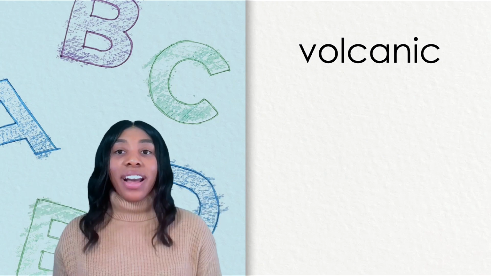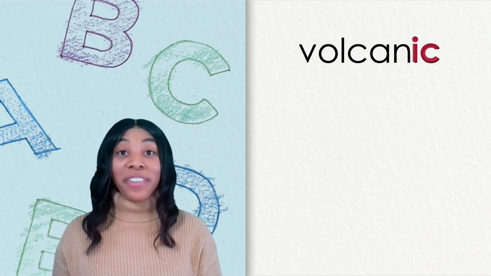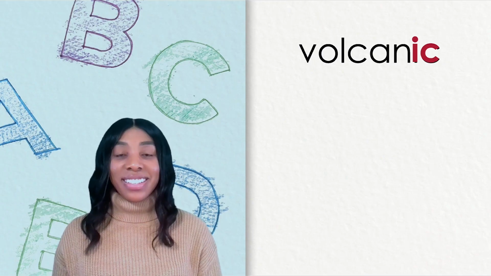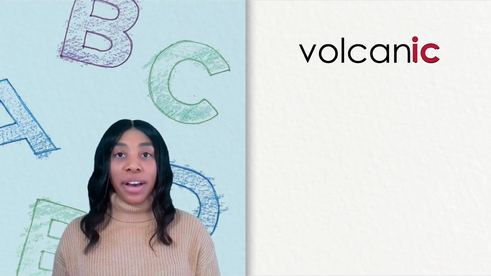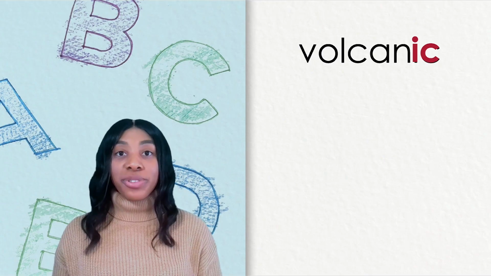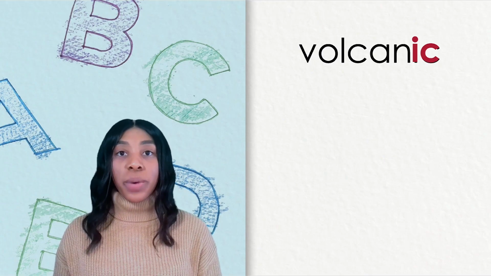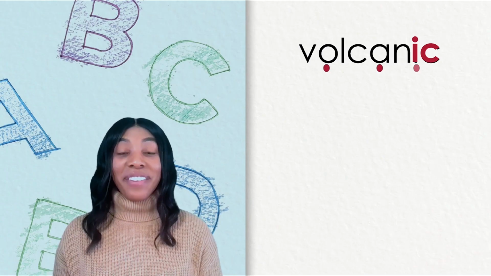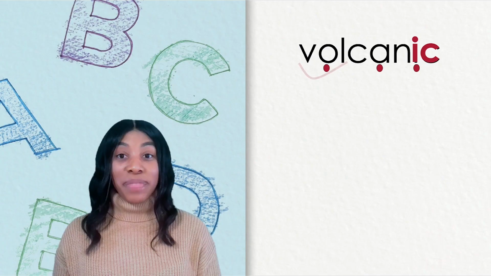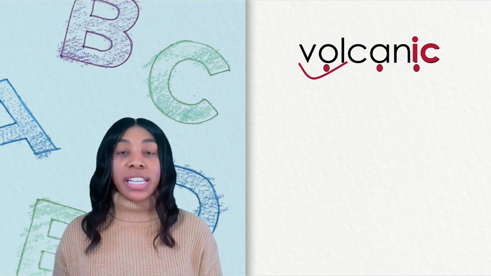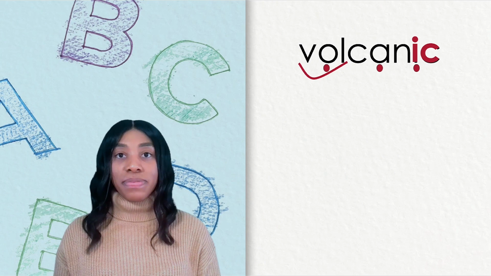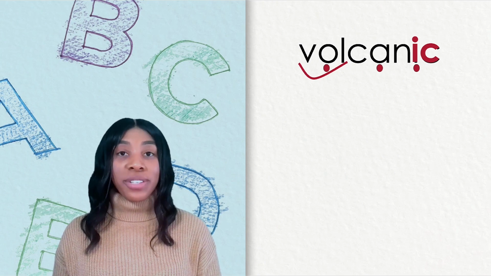Volcanic. As you can see, we have one of our special spelling patterns. It ends in ick, which makes the k sound. I want you to look for how many vowels are in the word volcanic. We have 3 vowels. Our next step, we are going to look at our first syllable. What type of syllable is this? It is a closed syllable.